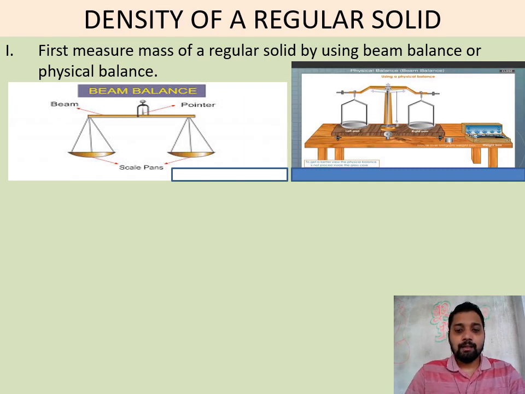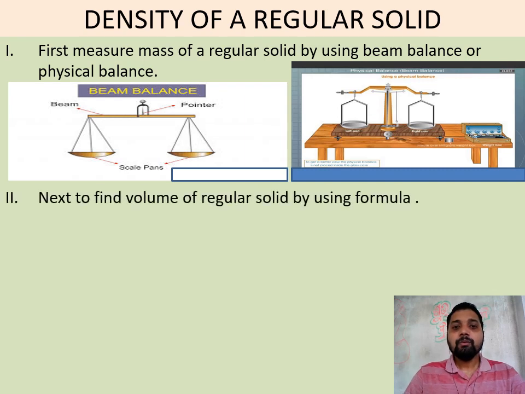Second thing, to measure the volume. To find the volume of a regular shape, we have different formulas. For a cuboid, like our pencil box, it is length into breadth into height. But for a cube, length, breadth and height are all the same, so the formula is side into side into side. For a cylinder, the formula is pi r square h. For a sphere, like a football, cricket ball or tennis ball, we use the formula 4 by 3 pi r cube.